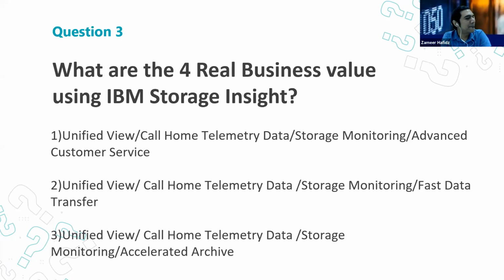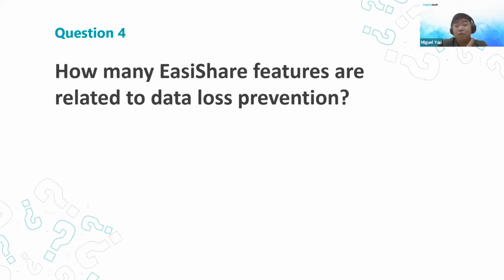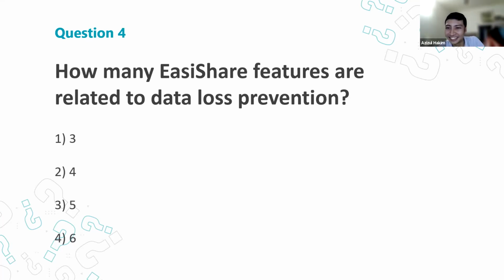So for questions 4 and 5, just to give everybody some context, they are going to be EasiShare questions. So get ready. Question 4: how many EasiShare features are related to data loss prevention? Is the answer 1, 2, 3, or 4? Okay, hang on. Carry on.